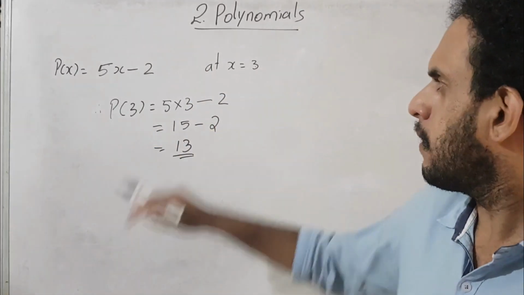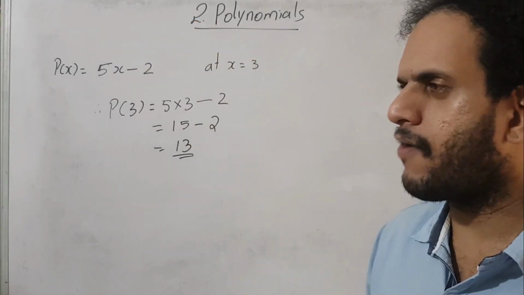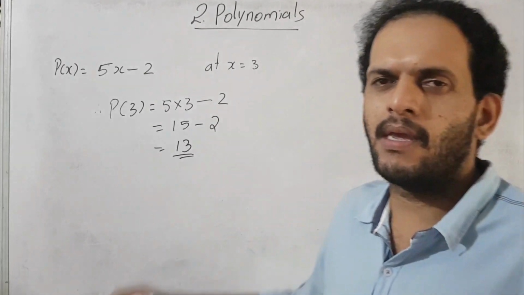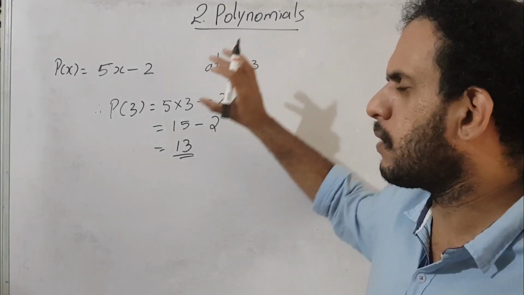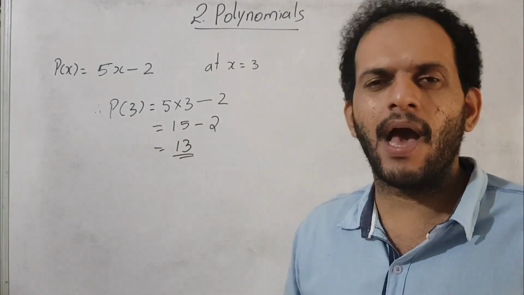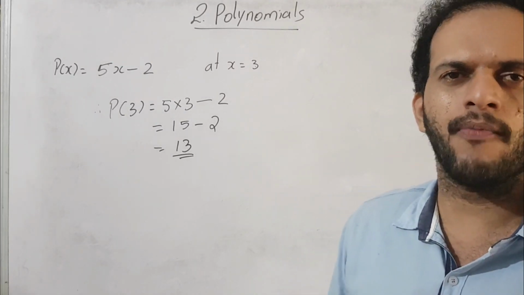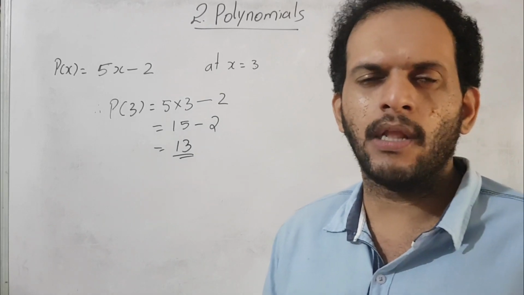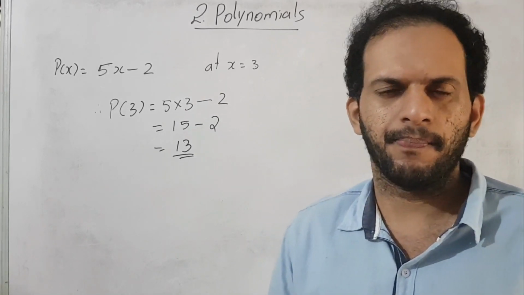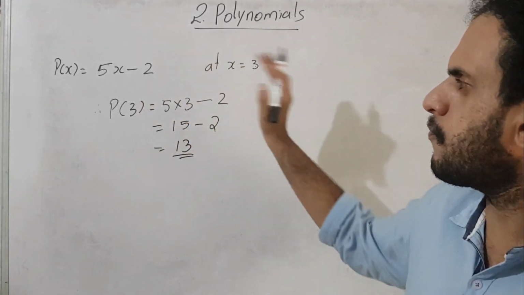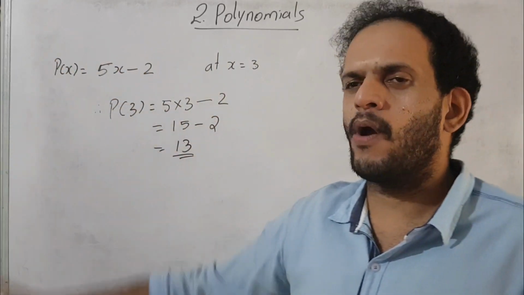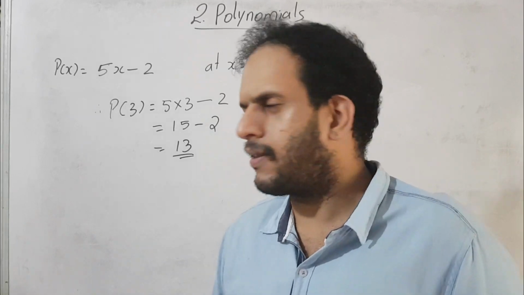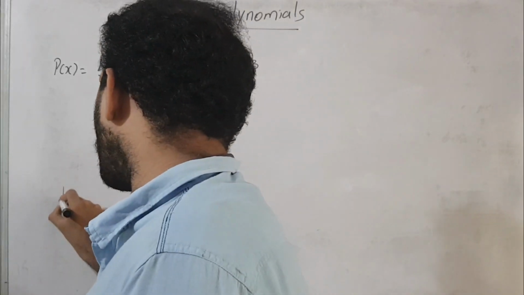Okay? P of x is equal to 5x minus 2, and the value at x is equal to 3 is 13. Like this, it is possible to find the value of p of x if we change the value of x. Correct? Then in the case of a quadratic polynomial also we do it like this.